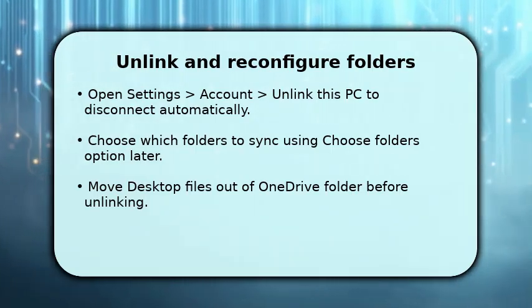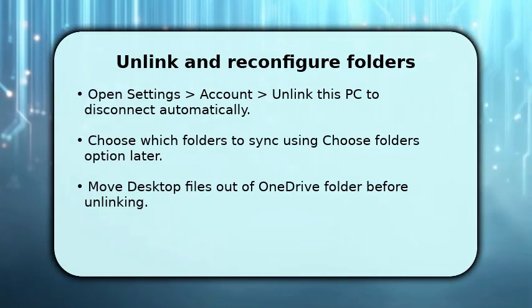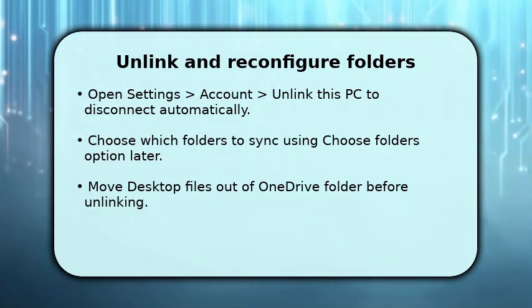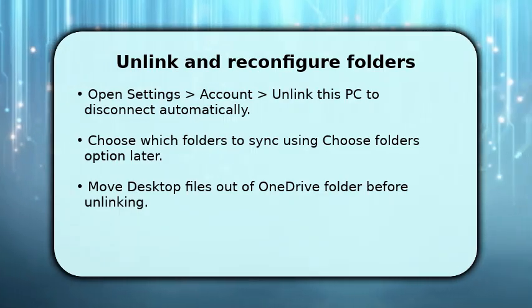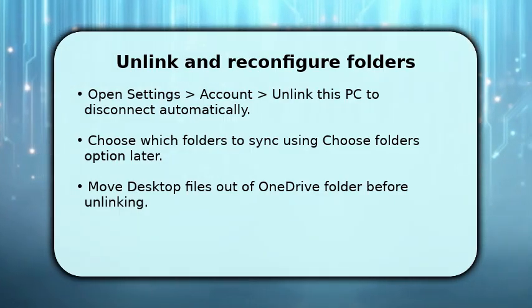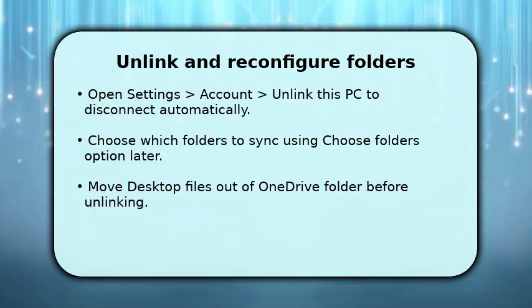Before unlinking, move desktop files from the OneDrive folder into a local folder like C/users/u/desktop local so you don't lose access. Once unlinked, choose folders to reselect only the data you want syncing. Do that to prevent desktop from being included again.